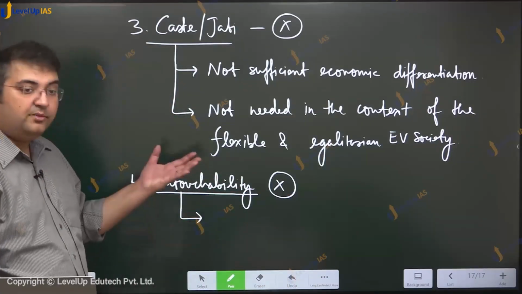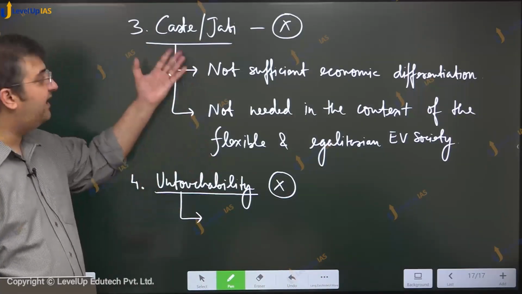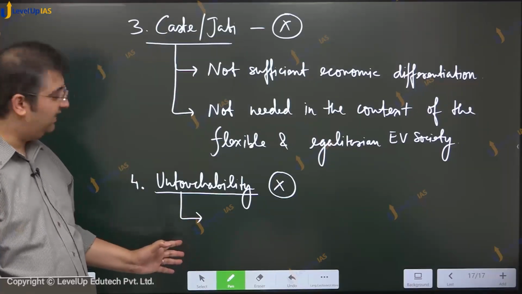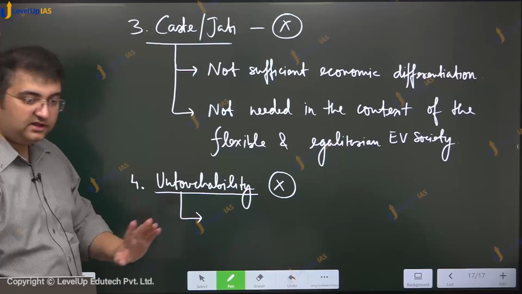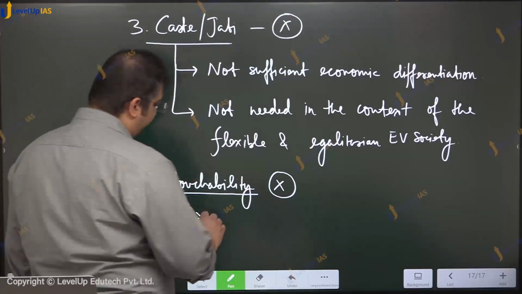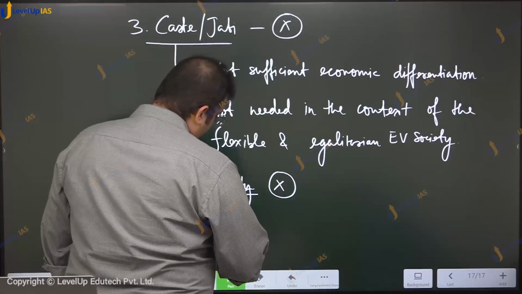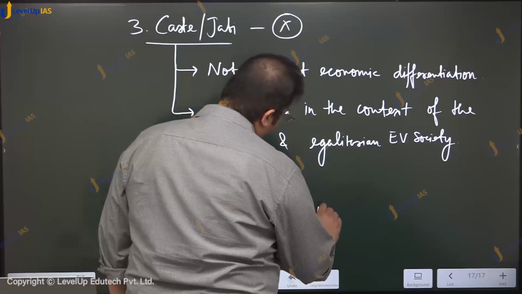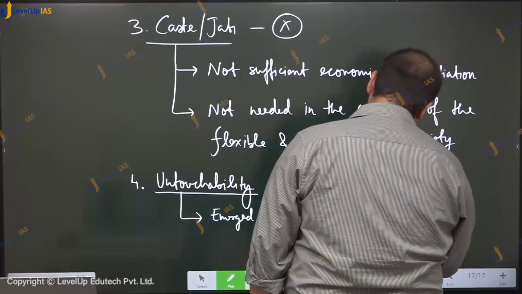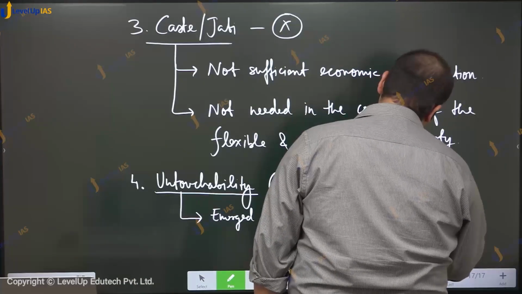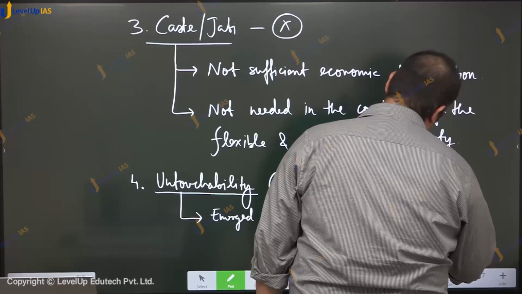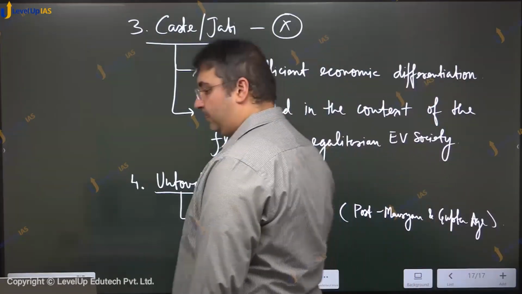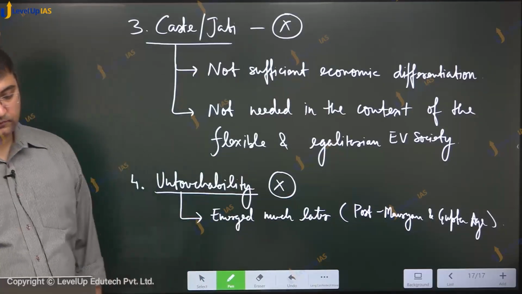Now, since economic differentiation, social differentiation, and the emergence of castes had not taken place to a sufficient degree in the early Vedic age, therefore untouchability did not exist. It would finally emerge much later, that is during the post-Mauryan and Gupta age. Okay.